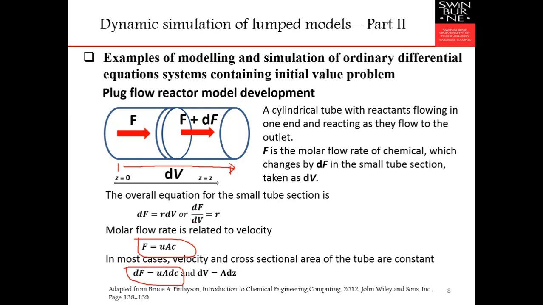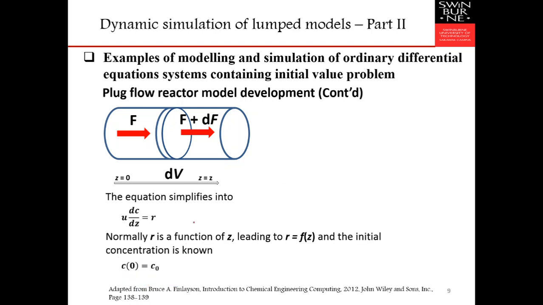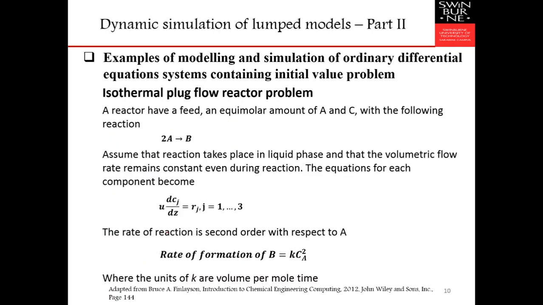Then by these derivations, the detail of which I put in the week 6 additional materials, this equation simplifies into these equations here. And since normally R is a function of z, this will be R equals F(z). The initial concentration is known. Then we can solve this problem.